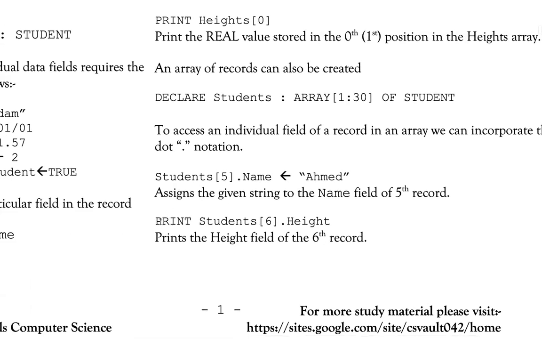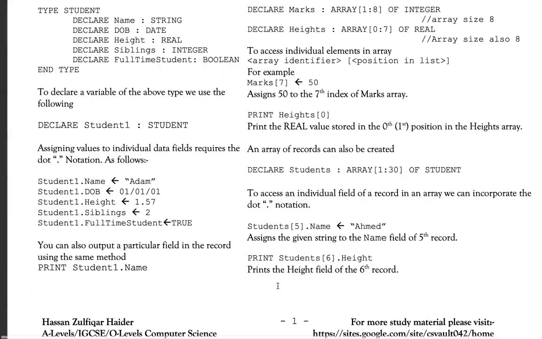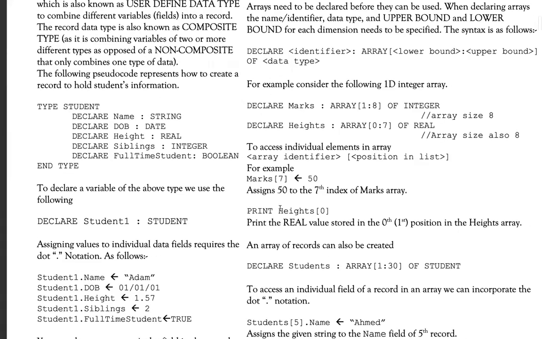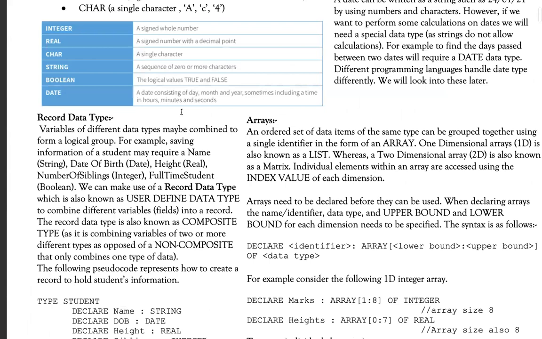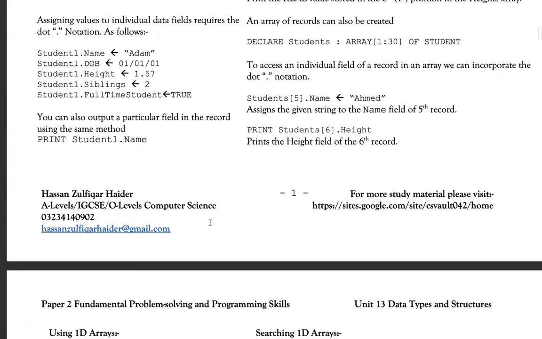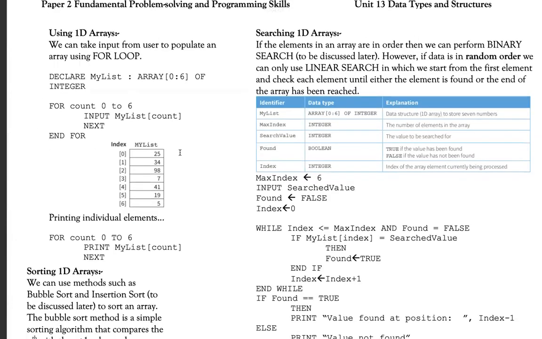Similarly, if I want to print students at the sixth position, the sixth record in the students array, and only the height, so dot height. I'll print the height field of the sixth record in the students array. So this is how arrays are used in one-dimensional arrays for both your primitive data types as well as your record data types. Now, you may be required to carry out different operations on an array.